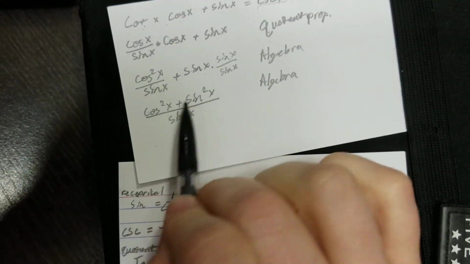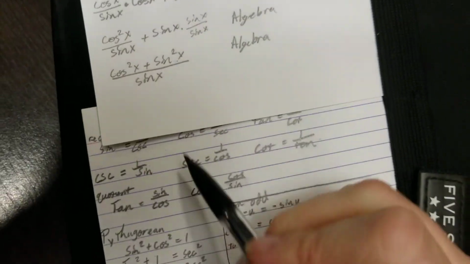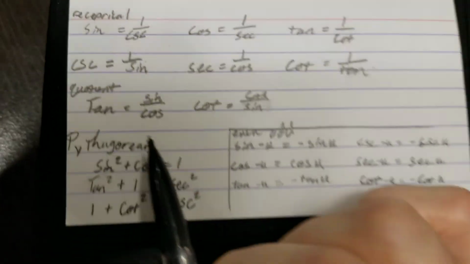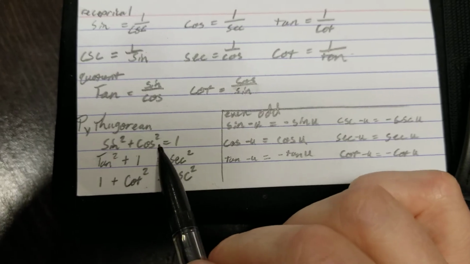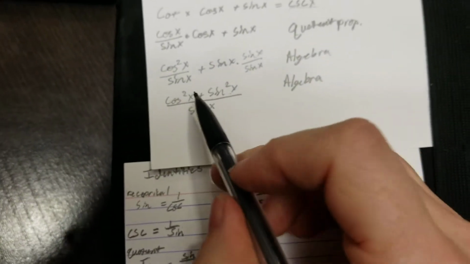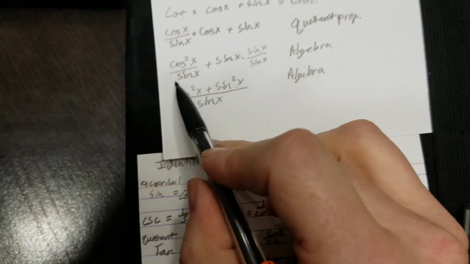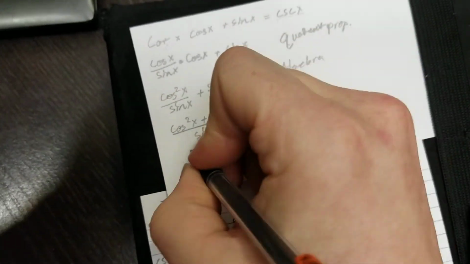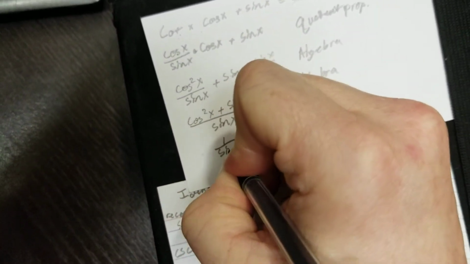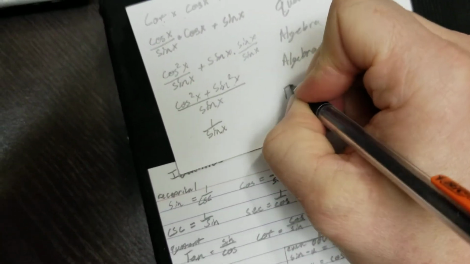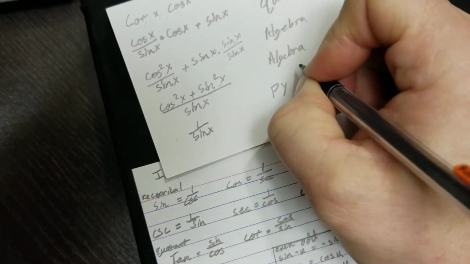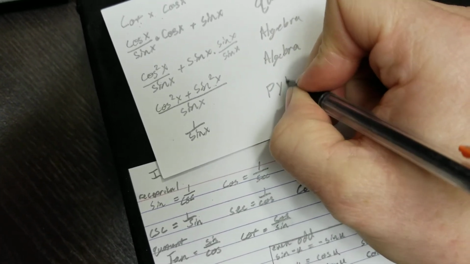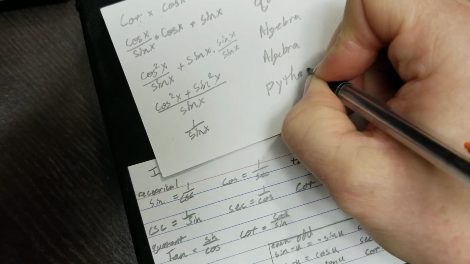But now I'm going to use a property here. Okay, so looking here, Pythagorean property, sine squared plus cosine squared is 1. And I have cosine squared plus sine squared. So this up here is 1. So 1 over sine x. This is the Pythagorean property.